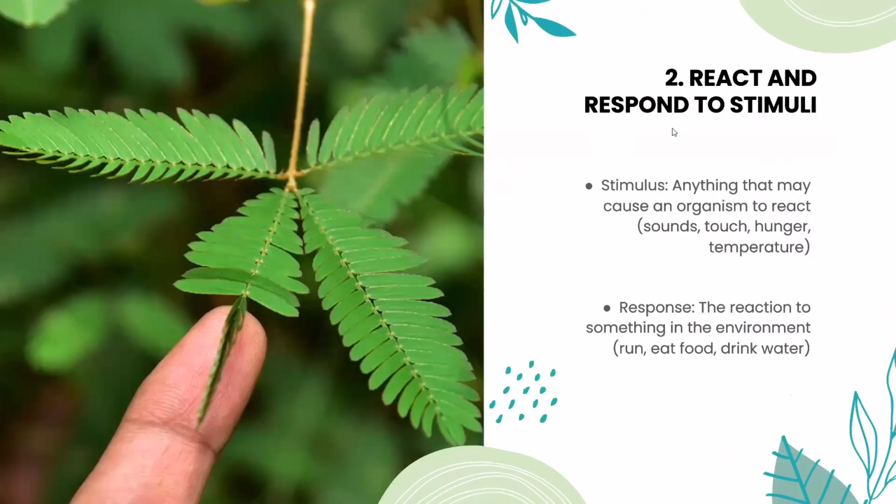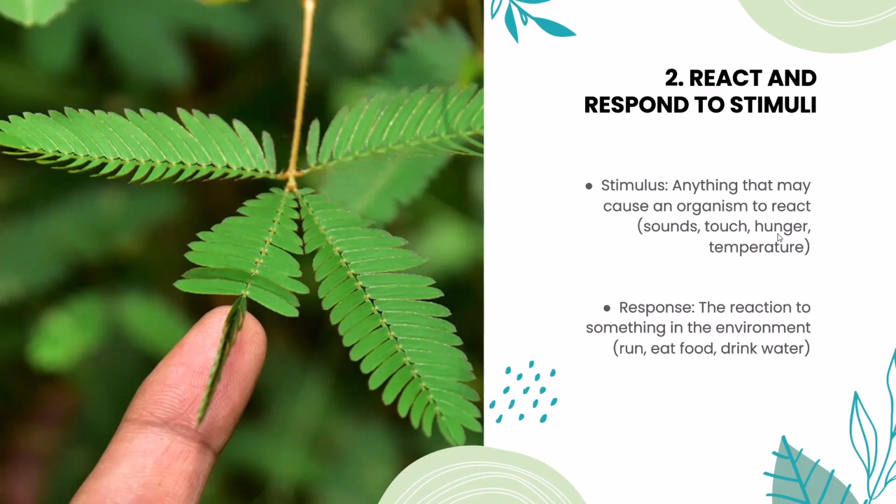Second one is react and respond to stimuli. So stimuli is basically a fancy word for anything in your habitat that might trigger a response. A stimulus might cause your body to react. So it might be loud sounds, touch, and the picture on the left shows a plant where if you touch it, the leaves fold over. So that's a touch stimulus.